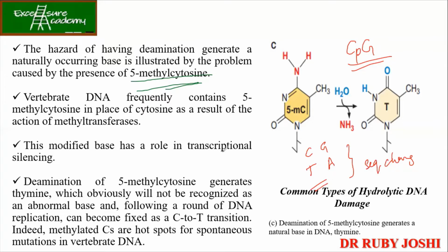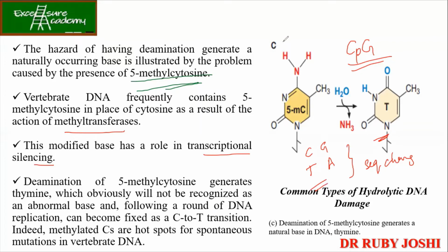Okay. Now, vertebrate DNA frequently contains 5-methyl cytosine because of the action of methyl transferase. Okay, so they have got role in transcriptional silencing. Now, deamination of 5-methyl cytosine generates thymine. Now, the problem is that the thymine will not be considered as abnormal, right? So it is going to replicate. Now, this is resulting in the transition.